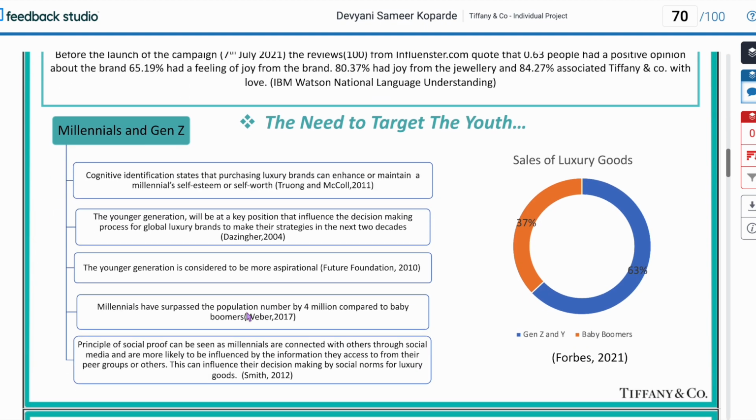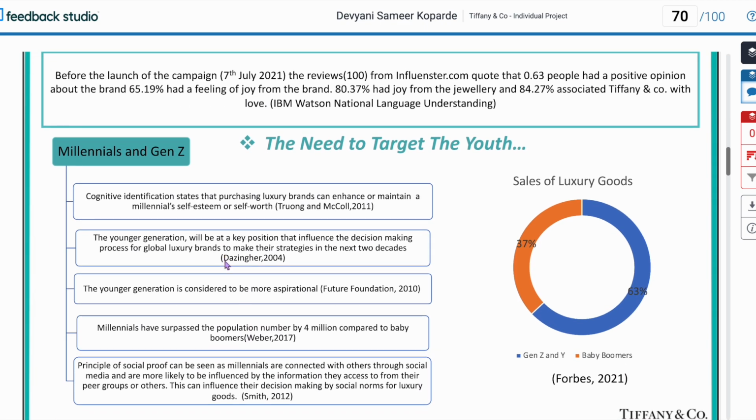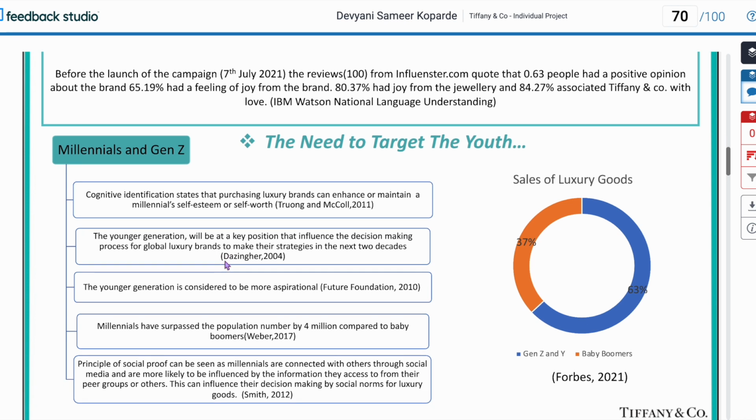So yeah, this is the background story. Then I'm still talking about the background. Before the launch, this is the date. Many people had this kind of perception about the brand. IBM Watson was taught to us in our class, so I used that resource to find this data.